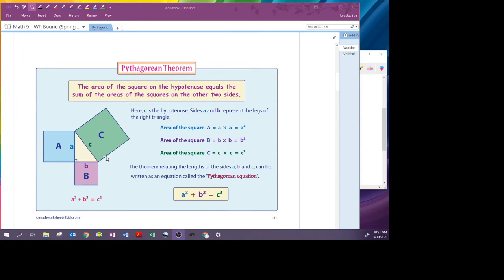The idea is that the length of the A side squared, which is represented by this square here, plus the length of the other short side, the B side, squared, represented by the purple square, equals the size of C, the hypotenuse, squared, which is shown by this green square. You probably know it as A squared plus B squared equals C squared, because that's how we usually think about it.